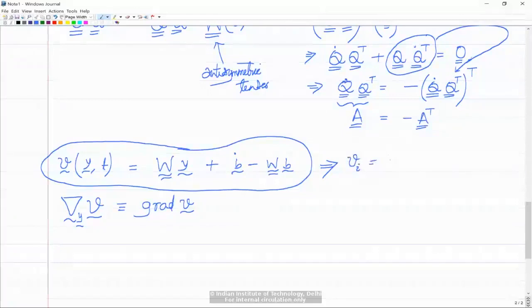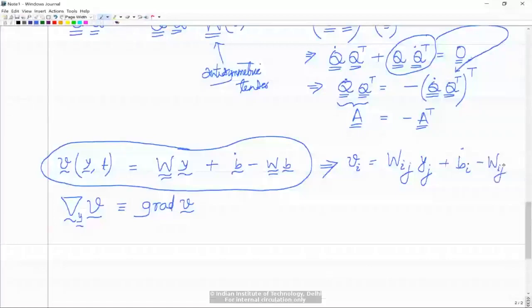So can we say that vi will be equal to wij times yj, because you see it is W into y, a matrix times a vector, so it becomes wij times yj, plus the ith component of b dot, minus wij bj. So I believe all of you will agree with me on this part.